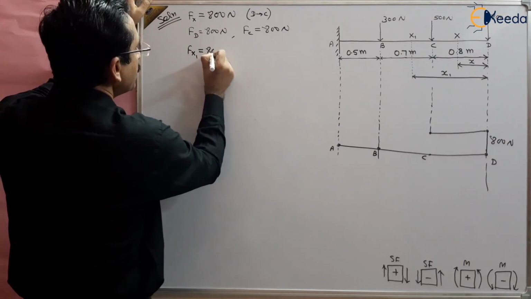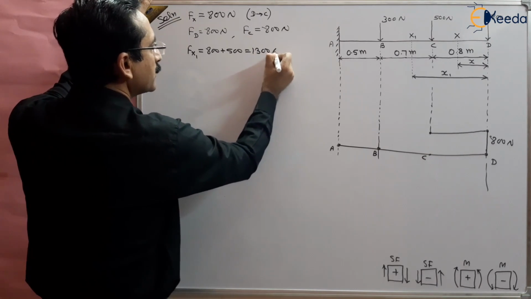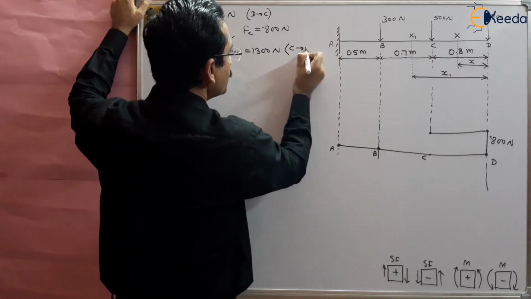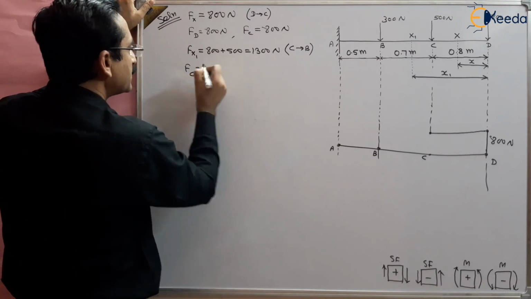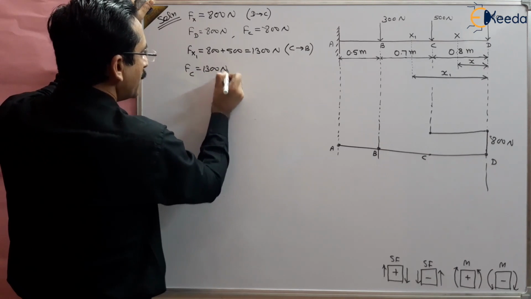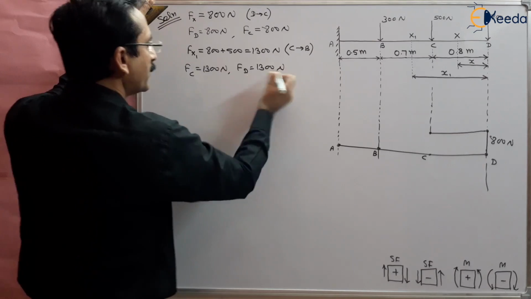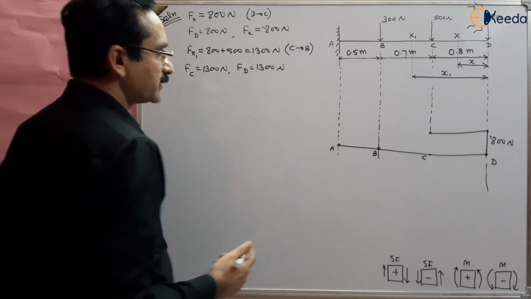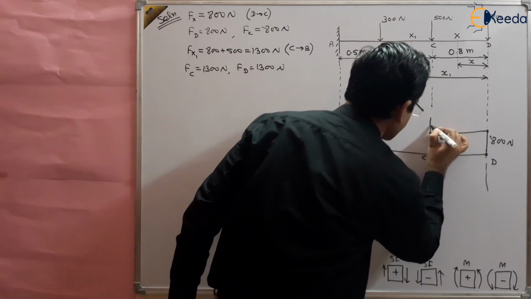So this is 800 plus 500, so this will be 1300 Newton, and this will be valid from C to B. So the force at C will be 1300, and the force at B will be 1300, and we have found out the force. So it changes, FC from 800 to FC 1300. So 800 to 1300 we have achieved, like this, right?